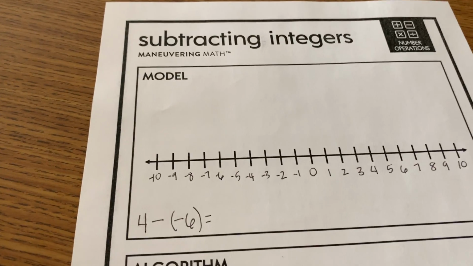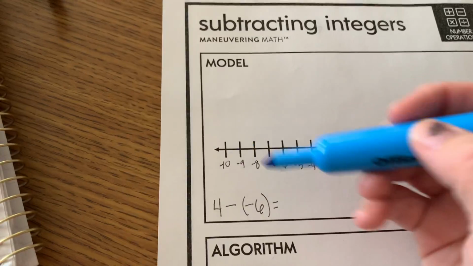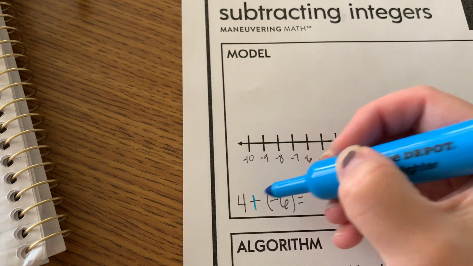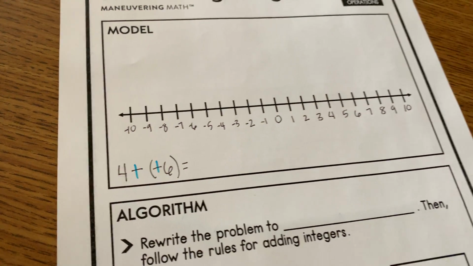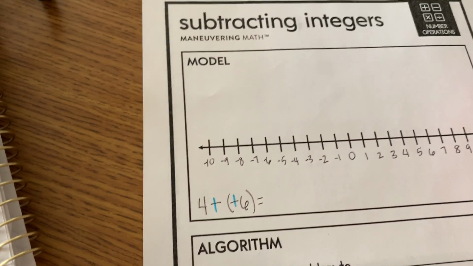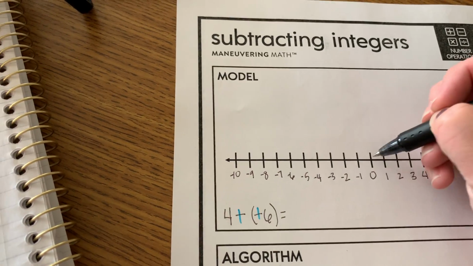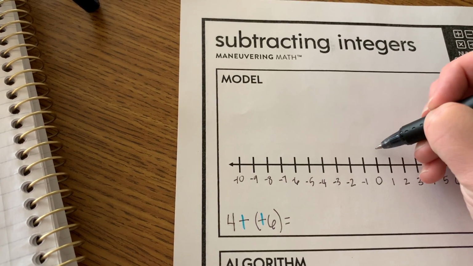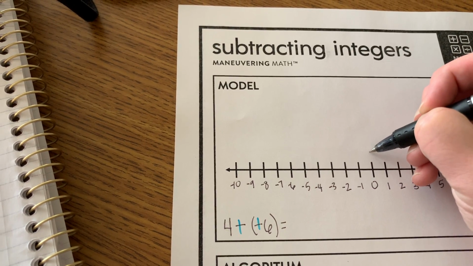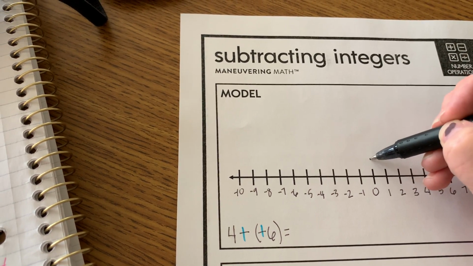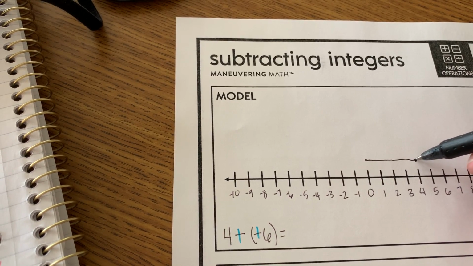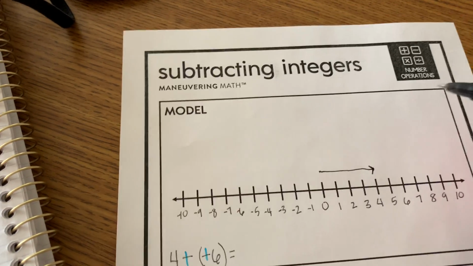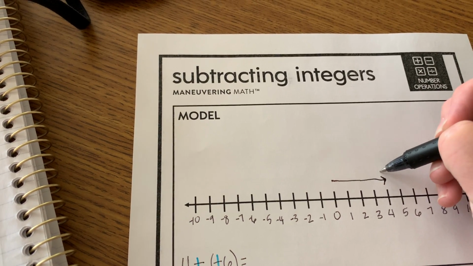Okay, and we know that the way you do this is you change the problem to addition, and you change the sign of the second value, okay? And then you treat it like an addition problem. So if we were using a number line with this addition problem, 4 plus 6, we're gonna start at 0. Our first line is gonna go from 0 to 4. And then our second line, we're gonna add 6 to that.